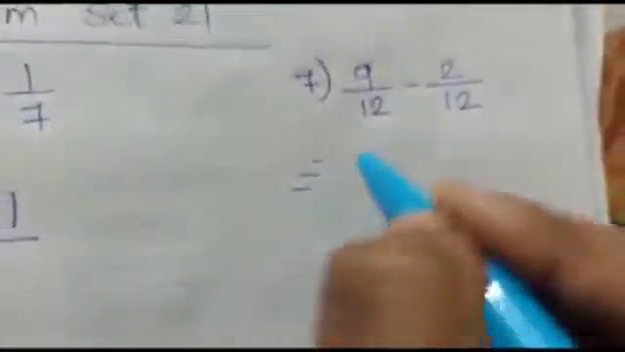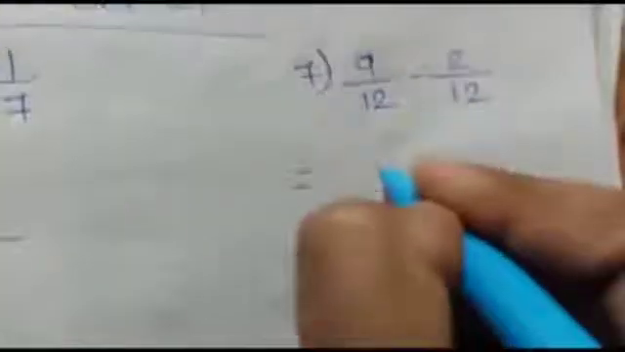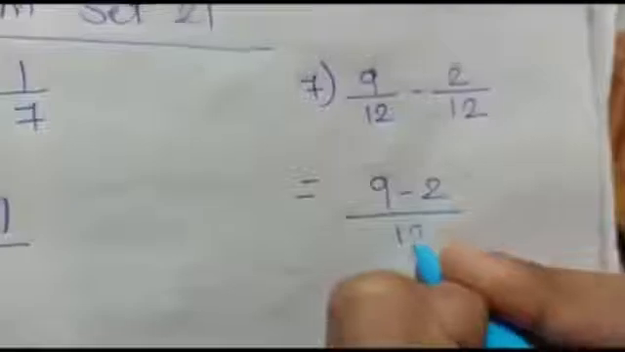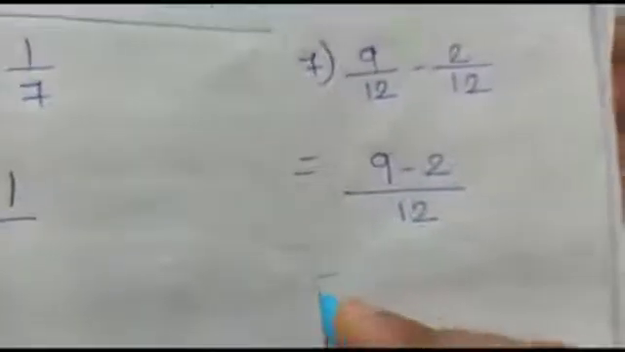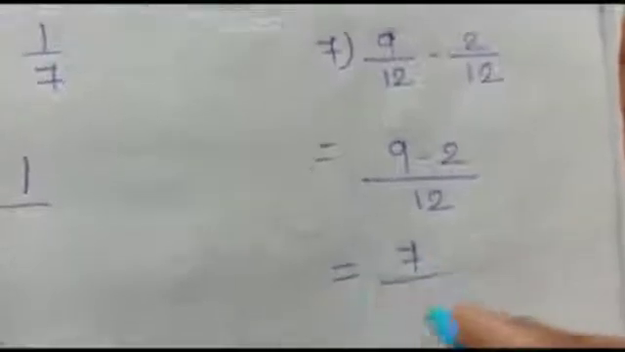Seventh one, again here, this is a like fraction 9 upon 12 minus 2 upon 12. So you will do the subtraction in the numerator, that is 9 minus 2 upon 12. This will be the common denominator, 12. So 9 minus 2 is 7. So answer is 7 upon 12. Okay, now let us look at the word problem sum.